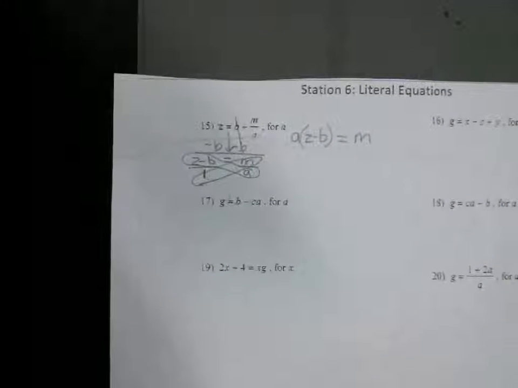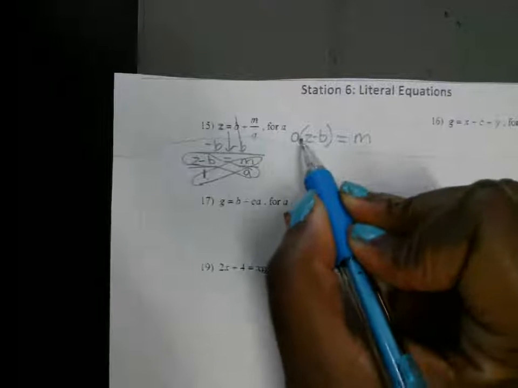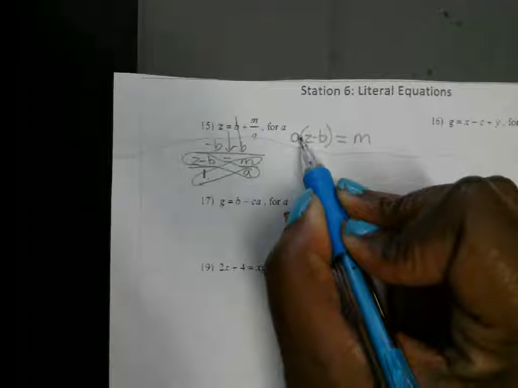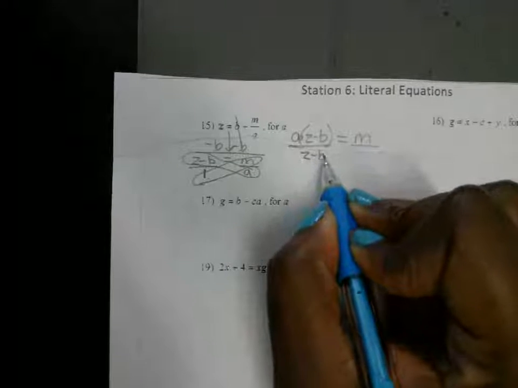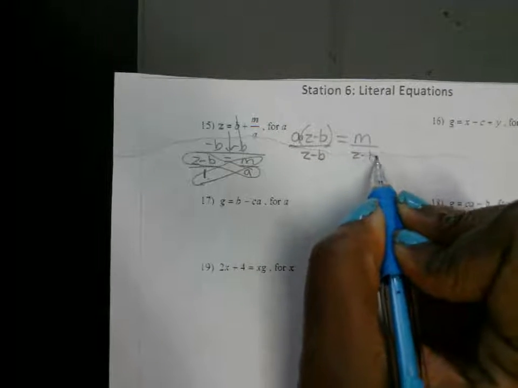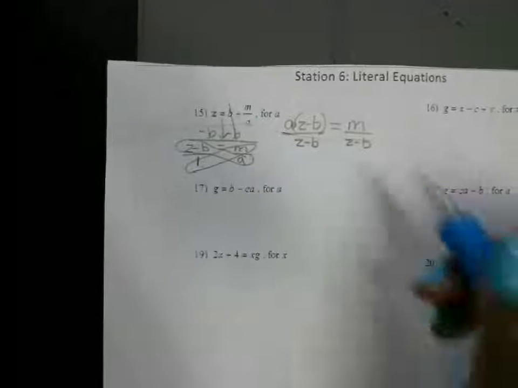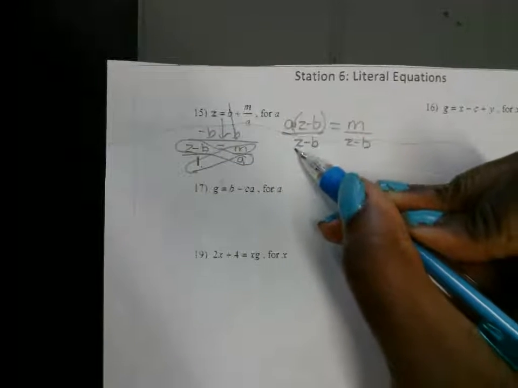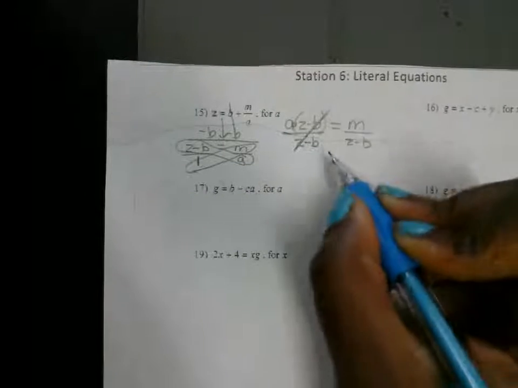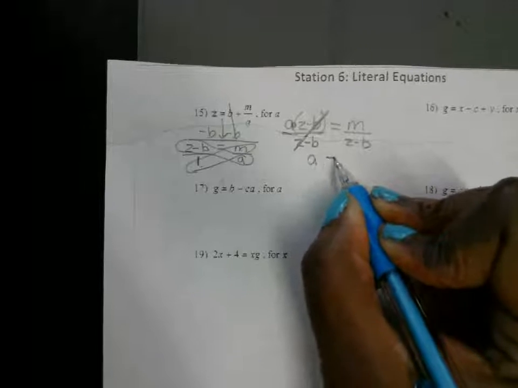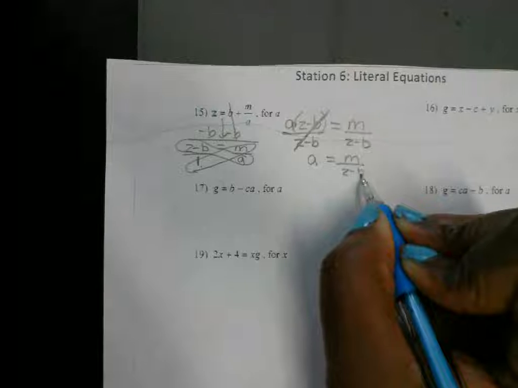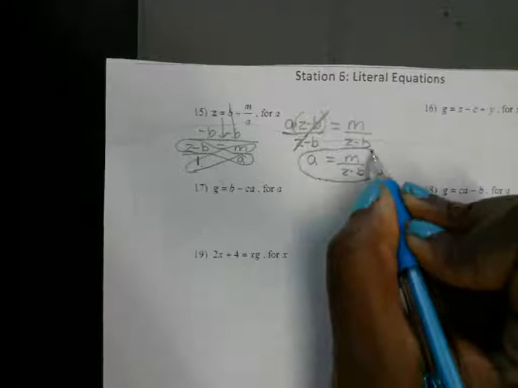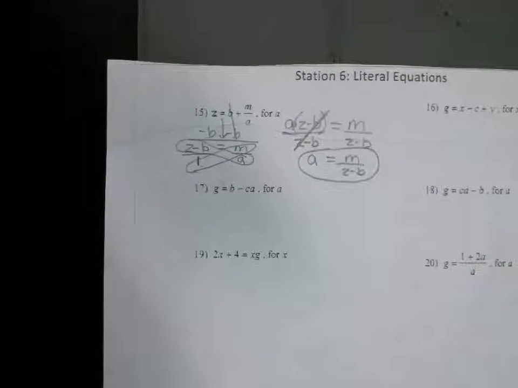We're isolating A. So to get A by itself, this expression is attached by multiplication. The opposite of multiplication is division. So you're going to divide both sides by Z minus B. Z minus B divided by Z minus B is 1, and you're left with A. On this side, you have M divided by Z minus B. This is your answer. Okay, I'm going to pause for the calls.